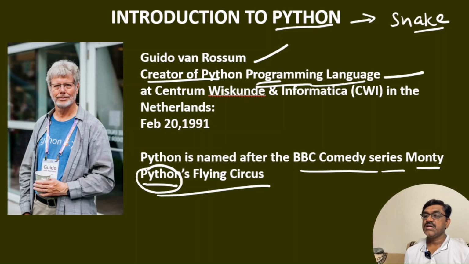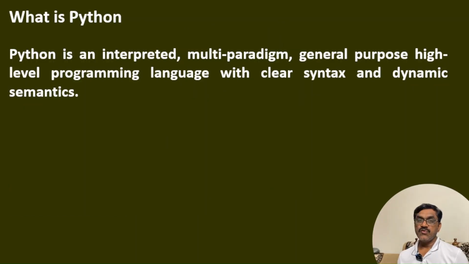The first Python programming language was developed at the center called Centrum Wiskunde and Informatica in the Netherlands. The first release was on February 20, 1991. This is the basic introduction of Python programming. Now we will discuss what is Python.